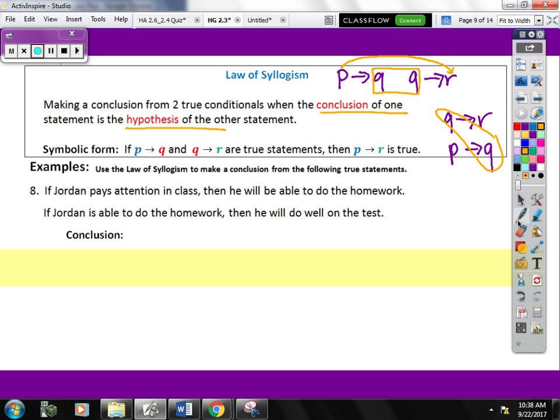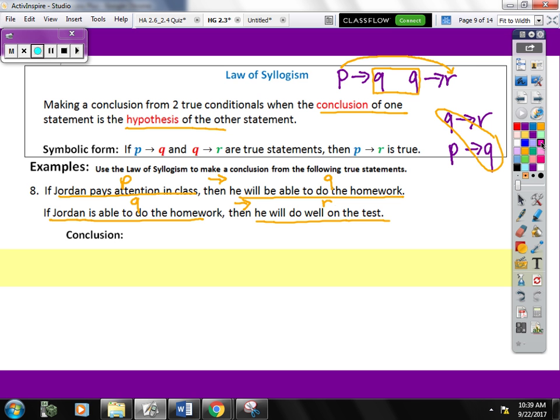So here we go. If Jordan pays attention in class, so that would be a hypothesis. Again, I label it with letters, but you don't have to. It'll make it easier though. Then, my arrow goes there. He will be able to do the homework. I'll label that Q. If Jordan is able to do the homework, well, that's the same thing as what they said up here. So I'm going to label that Q again, because it's the same statement. Then, arrow, he will do well on the test. Well, that's different, so I'm going to use a different variable R. But you could use A, B, and C, doesn't matter.